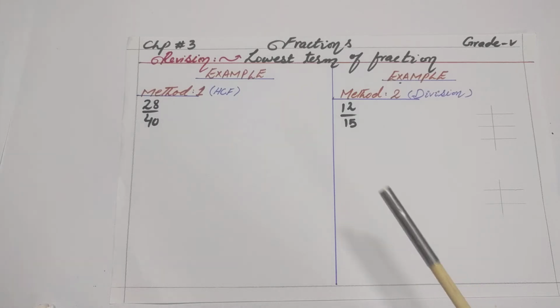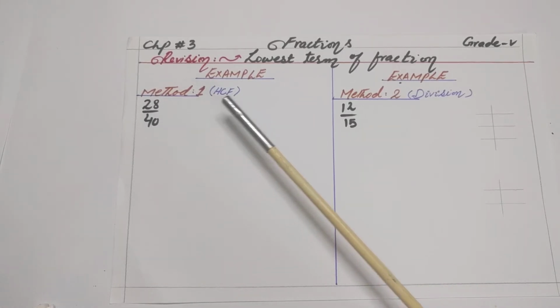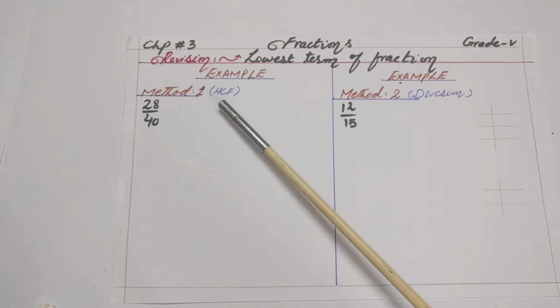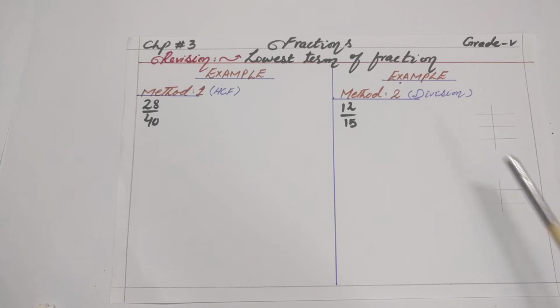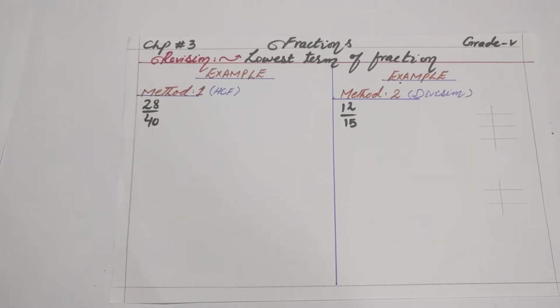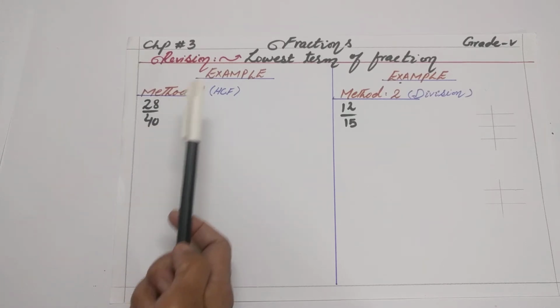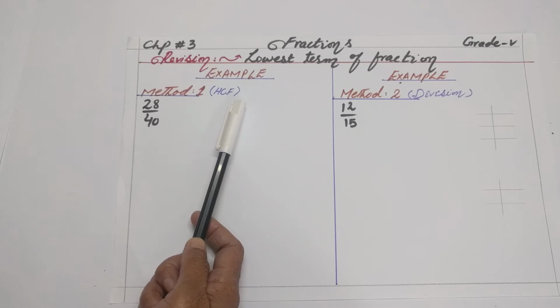Now here there are 2 methods. You can apply any one of these 2. First one is the HCF, highest common factor method, and second method is the division method. It's up to you. You can follow any one of these methods. Let's start the first one: 28 by 40. The fraction is 28 by 40. I will reduce this fraction to the lowest term by using the highest common factor.